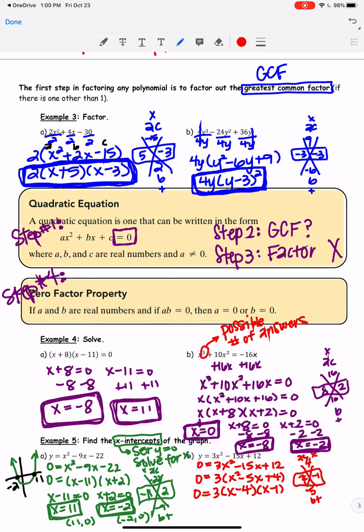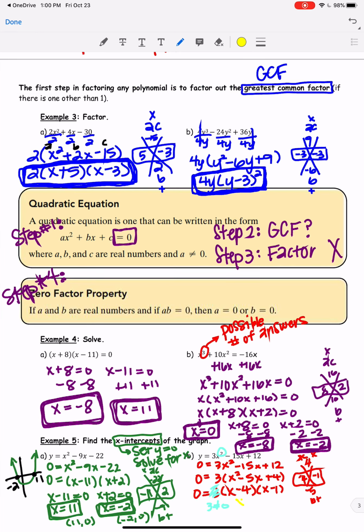Now remember what I said over here in b. Whatever that exponent is tells you your highest possible number of answers. Because of this x squared, it means I only have 2 possible answers. When you take a GCF out of just a number, that's not an answer. If you set it up, you'd get 3 equals 0, and that doesn't make sense. So that's not an answer right there.